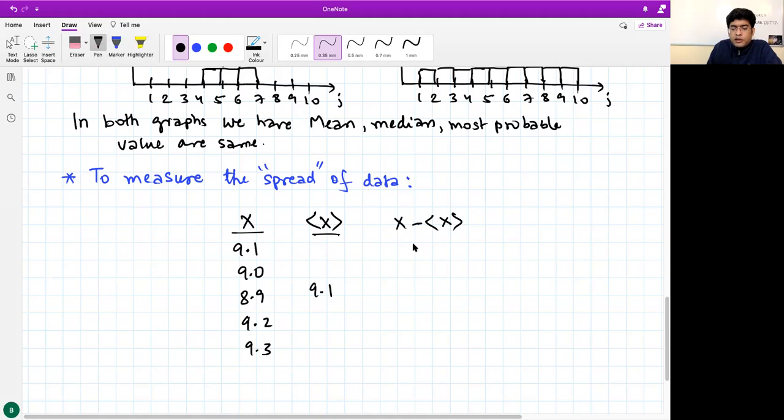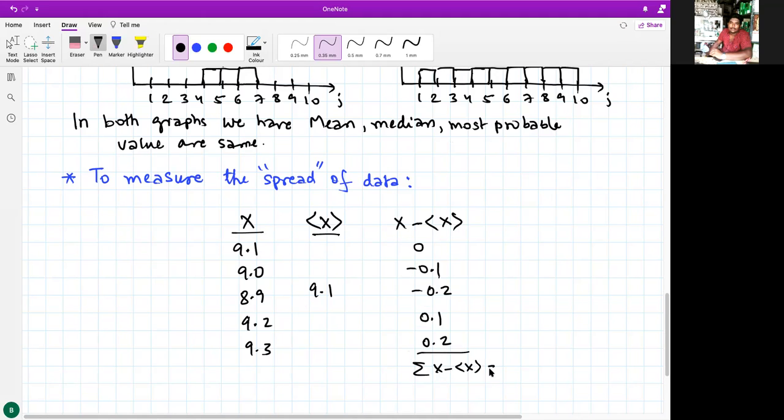Is it feasible? Let's see. This is 0. The mean of x is a constant value, but x is a variable. So if you subtract the mean from each value, what do you get? This is minus 0.1, this is minus 0.2, this is 0.1, and this is 0.2. Now if we sum over these values, what will you get? 0. So there is not much of a use. If you add them and you get 0, this is not much of a use. You could have instead taken the mod of this value, but mod functions are difficult to handle sometimes.